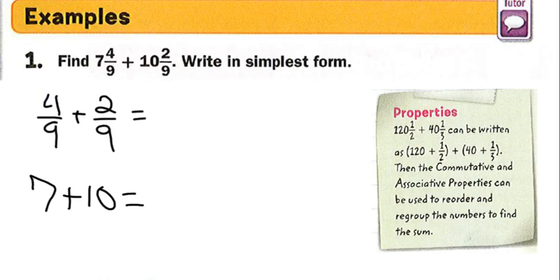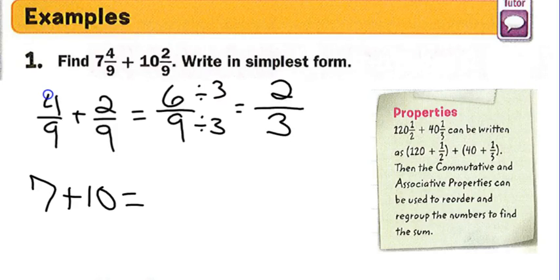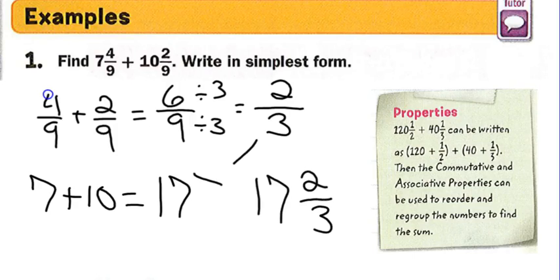So 4/9 plus 2/9 gives us 6/9, which reduces by 3 down to 2/3, and then 7 plus 10 is 17, so we simply add these two guys together to get 17 and 2/3 as your final answer.